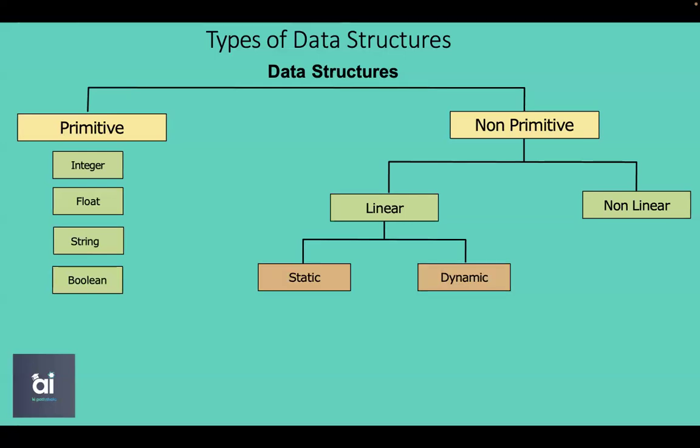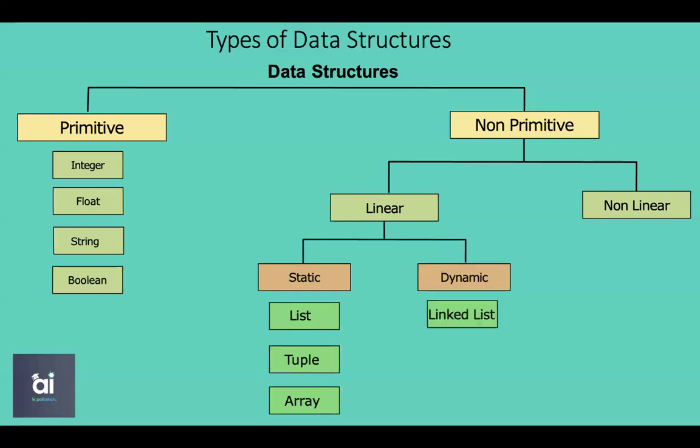Static data structures are lists, tuples, and arrays, while the dynamic data structures are linked lists, stacks, and queues. So we are going to talk about them in separate sections in detail.